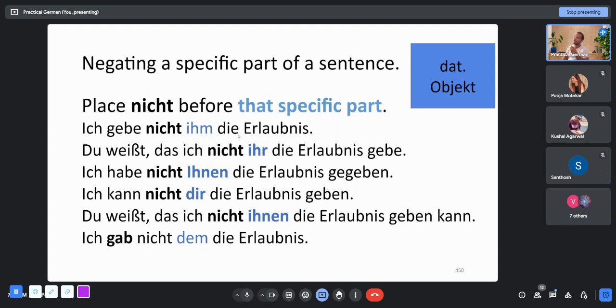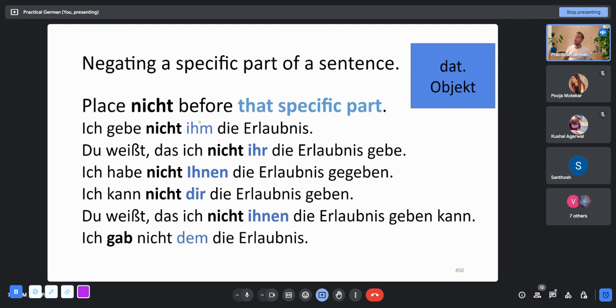Like, ich gebe nicht ihm die Erlaubnis. This is one sentence. And what is the difference between "ich gebe nicht ihm die Erlaubnis" versus "ich gebe ihm nicht die Erlaubnis"? Now, please listen carefully if you want to understand the difference. If I place nicht over here, that means I am negating this part, you know.